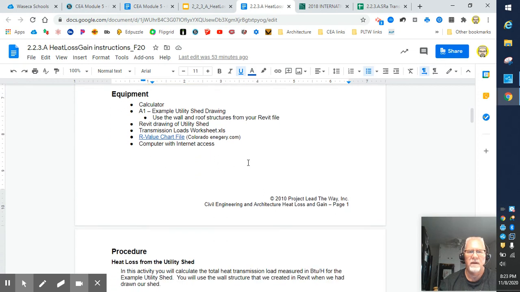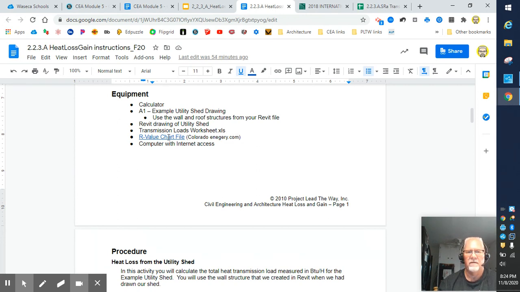You're going to be using a calculator. You'll be using a little bit of your plan for the shed as well as some work from Revit. So you can use the shed drawing, but you'll use the wall and roof structures from your Revit file. If you think back to Revit, we put 2x6 walls in there, and I think we went with a 2x8 ceiling in our shed, but we put 6 inches of insulation. Transmission loads worksheet, we'll show you that next.